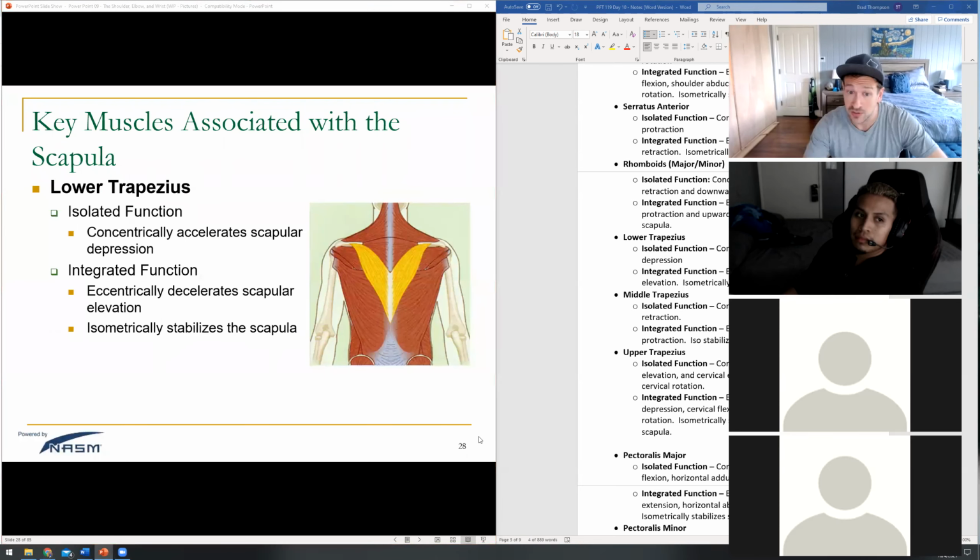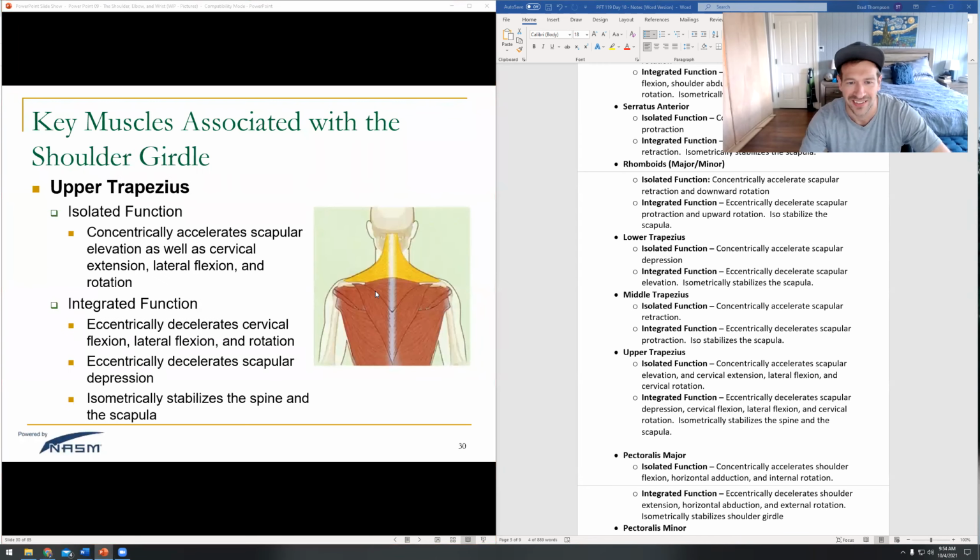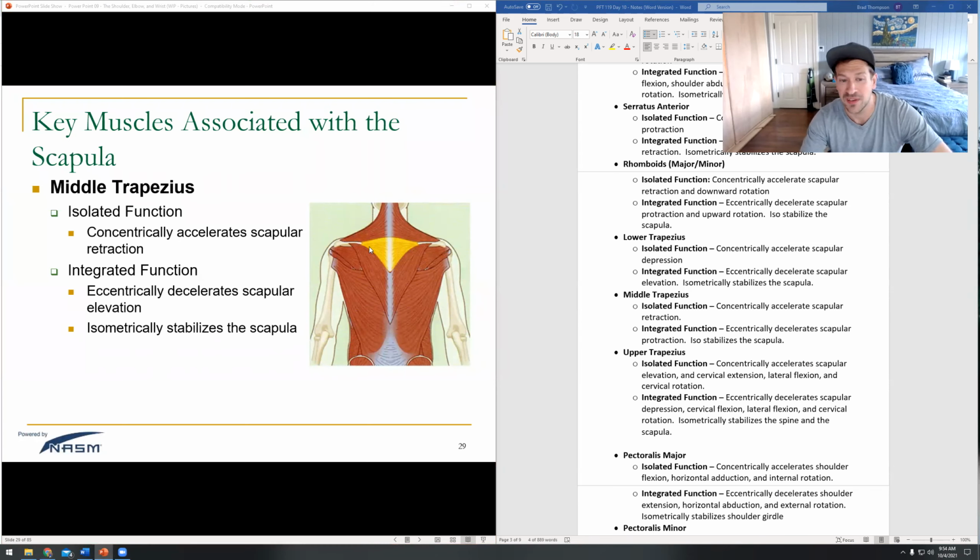Then we get those middle fibers. I love these slides. But middle trapezius is right here.